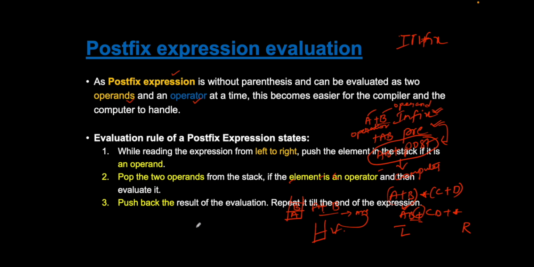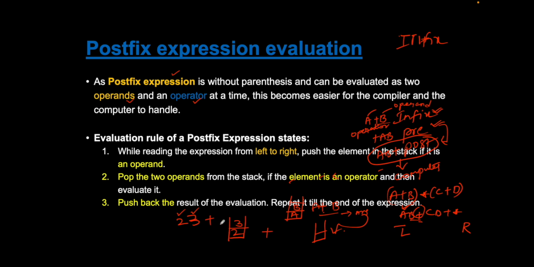For example, if you want to understand it simply, let me show you a small thing like 2, 3, plus. I will take a stack. First, I will read the statement from left to right. 2 is an operand value, so I will insert it into the stack. Next one is 3. 3 is also an operand value, so I will insert it into the stack. Okay, next one is the plus symbol.